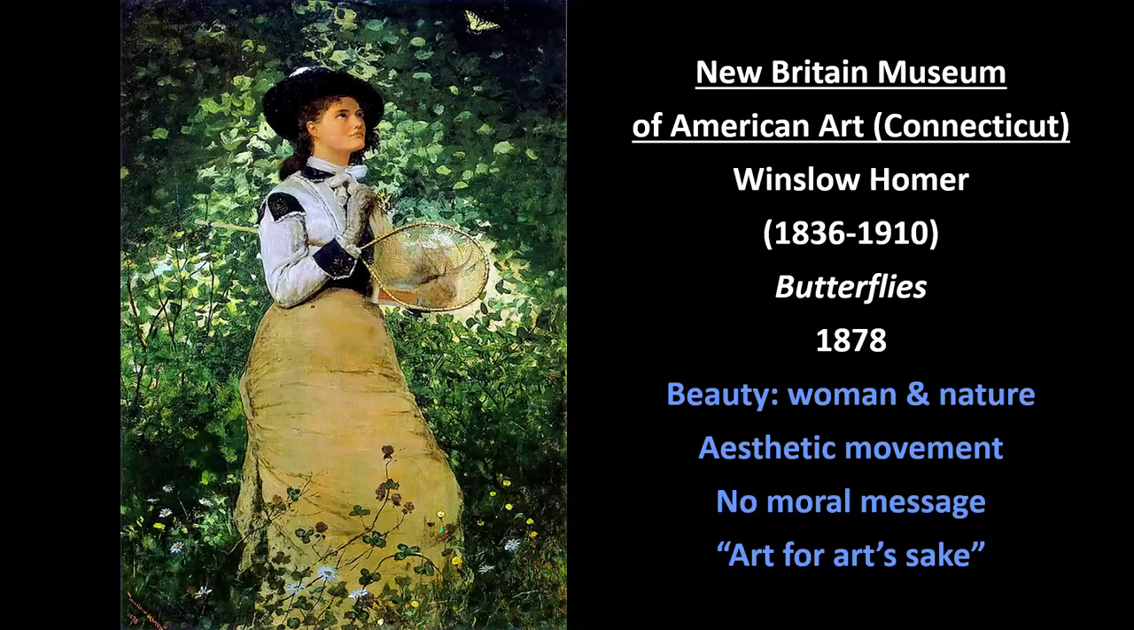Now, this one is a little bit different. So, this is the New Britain Museum of American Art in Connecticut, and it's called Butterflies from 1878. So, Homer took a little bit of a detour career wise, and he starts doing several depictions of really elegantly dressed young women out in kind of nature scenes. So, this is the only one I'm going to be showing. But if you like this kind of artwork, he did a whole series of these, several different paintings over an extended period of time. And so the thought here is he's depicting the beauty of both the woman and the nature. This is what was common during this time, known as the aesthetic movement.